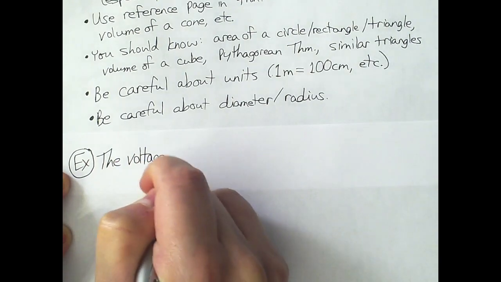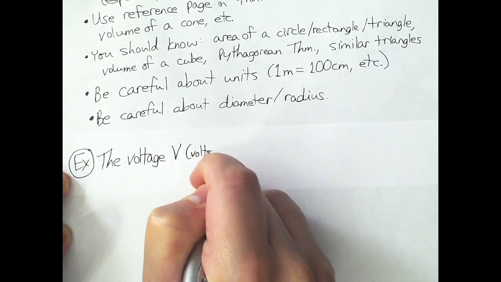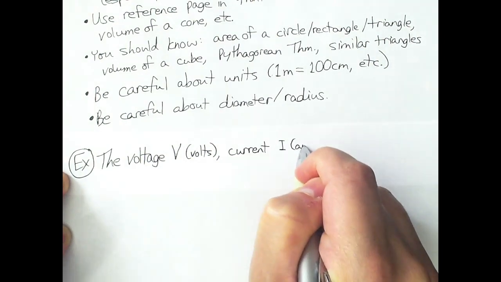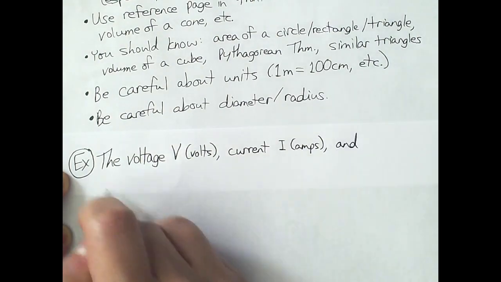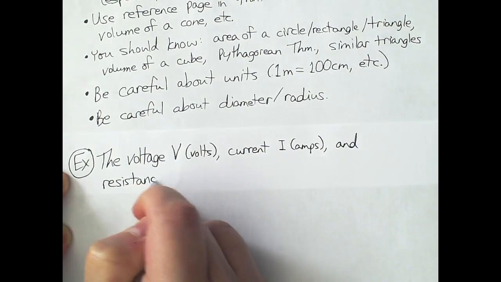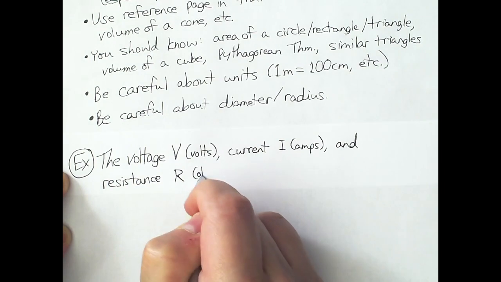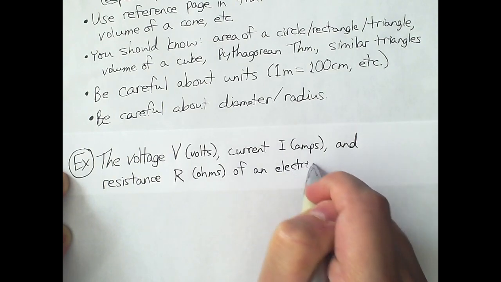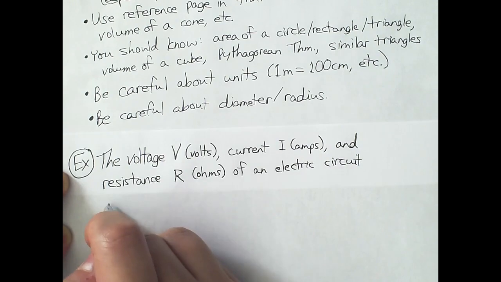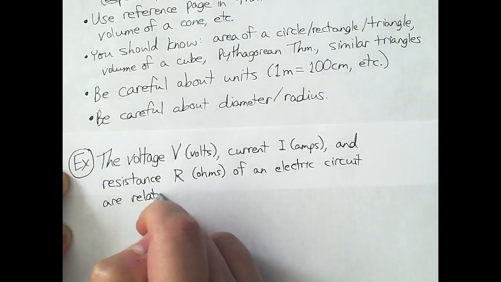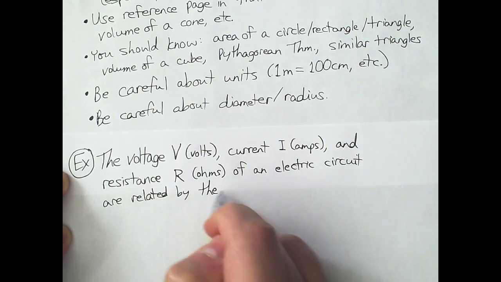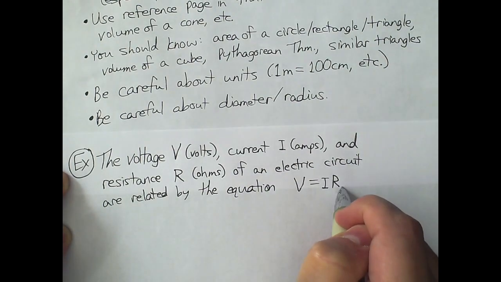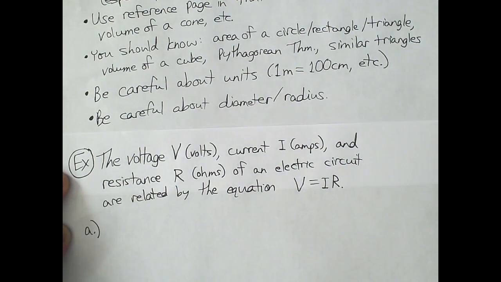The voltage, V, in volts, current, I, which is measured in amps, and resistance, R, which is measured in ohms, of an electric circuit are related by the equation V equals IR. There's going to be a part A and a part B.